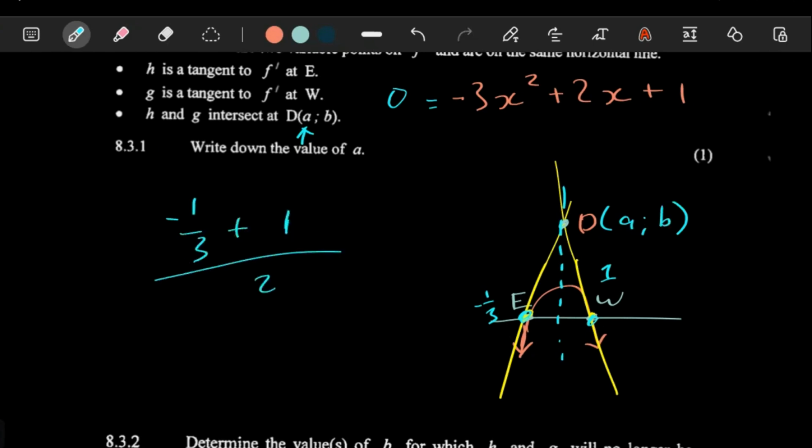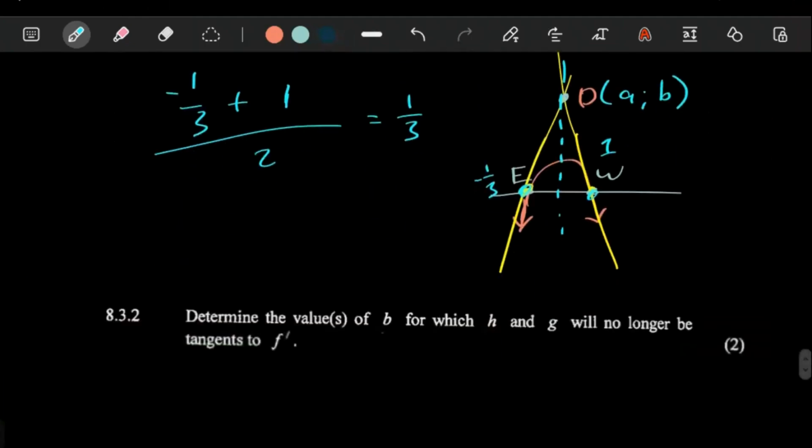To get the middle of any two numbers, you just add them up and then divide by 2. So negative a third plus 1, divided by 2, that's 1/3. There we go. So now we should move on to the next question.